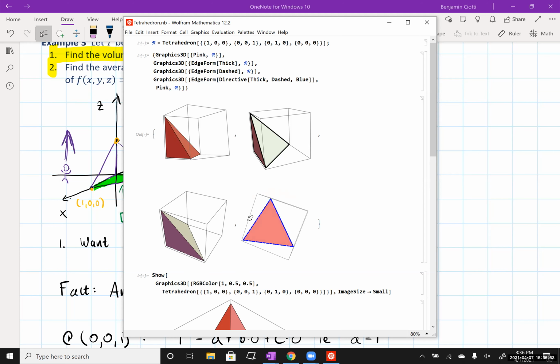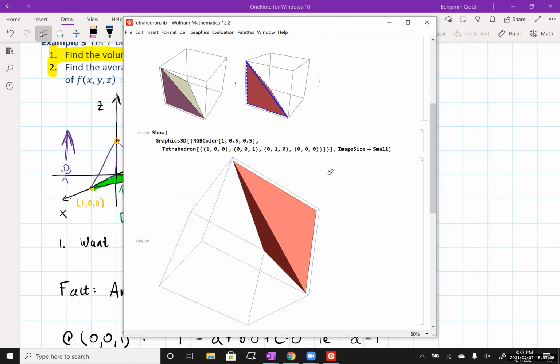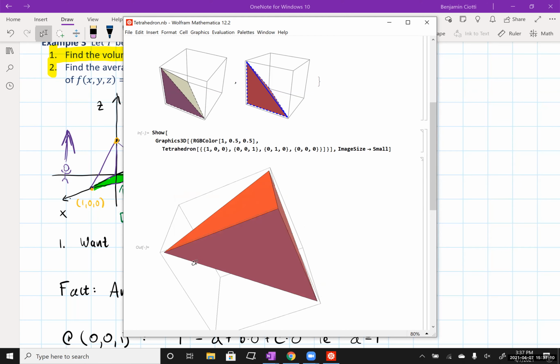You can see this is where I plotted it. Mathematica actually has a function where you can just plug in the coordinates of the vertices, and it plots the tetrahedron for you. So yeah, there it is. And it's a solid.